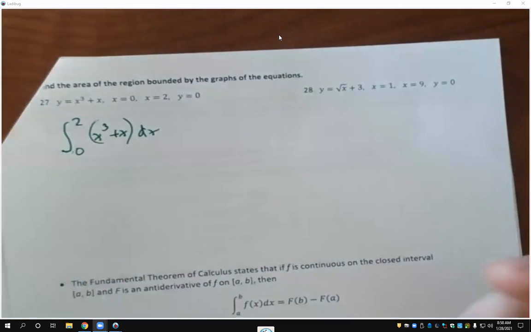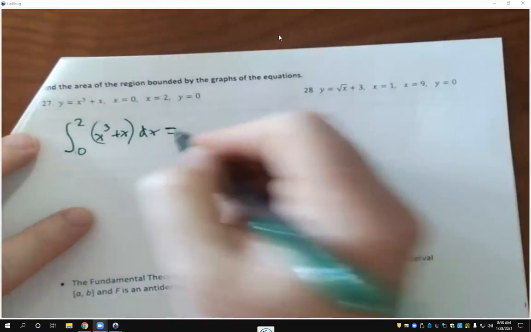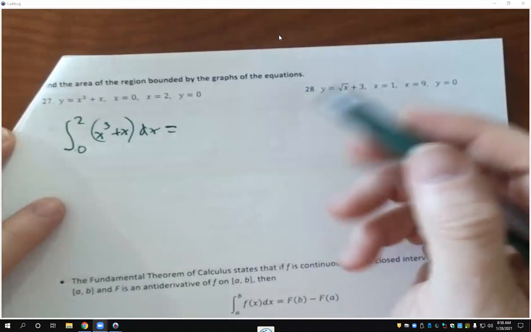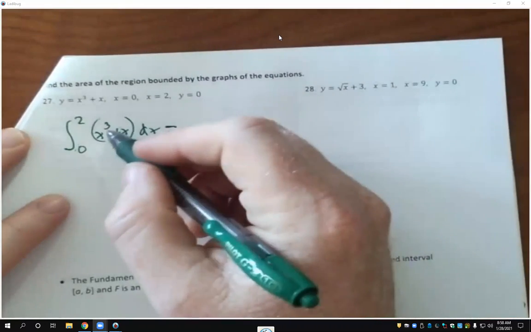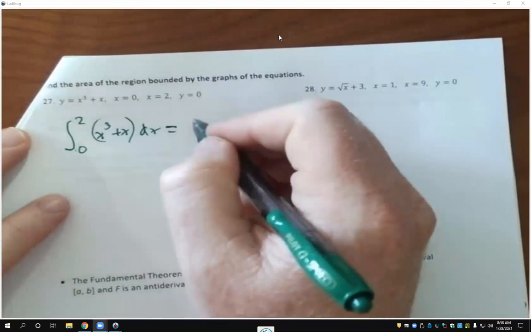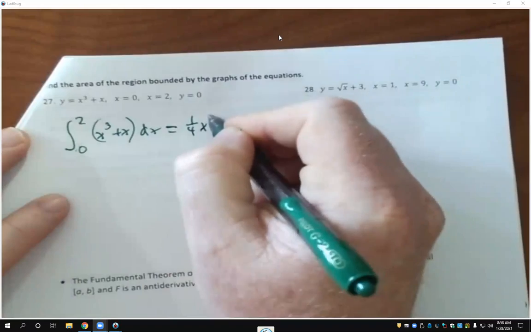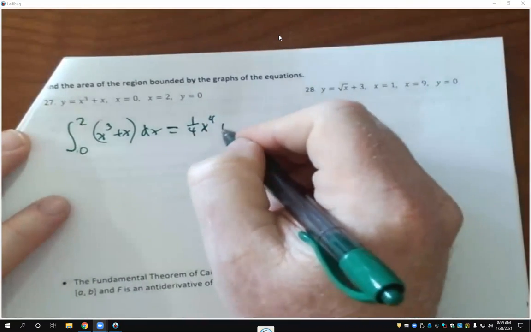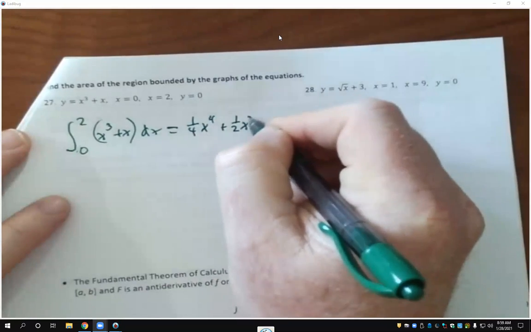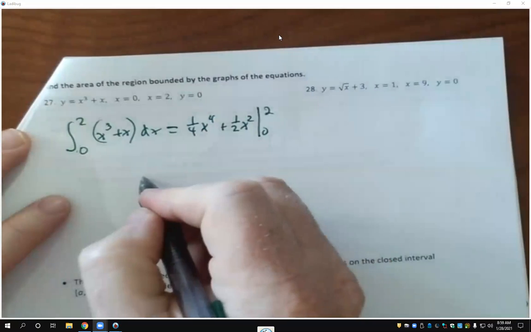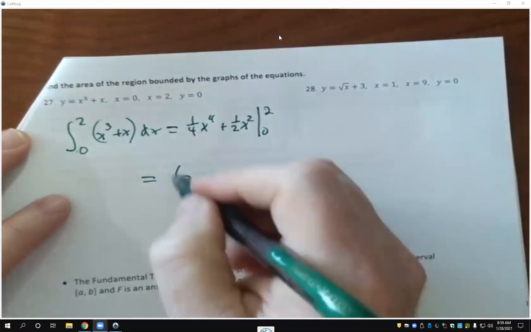Okay, once again, I'll find antiderivatives for you to give you that practice, and then I'll just tell you the answer. All right, the antiderivative of x cubed is, add 1 to that, you get 4, and divide by 4, so it's 1/4 x to the 4th. The antiderivative of x is 1/2 x squared, and we're evaluating that from 0 to 2. And you end up with an answer of 6.